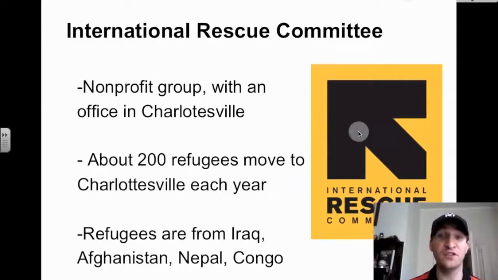Where are these refugees from? They're from Iraq, Afghanistan, in the Middle East. They're from Nepal, in Asia. They're from the Congo, in Africa. All of these countries are unstable. There have been wars that are going on. Some of these citizens are not welcome by their government. So the IRC brings them to Charlottesville and to 21 other cities in the United States so that they can be safe.